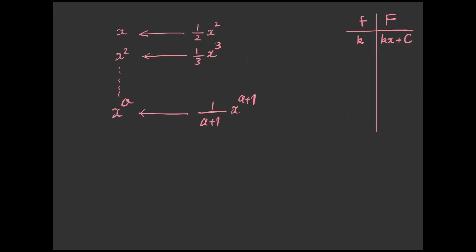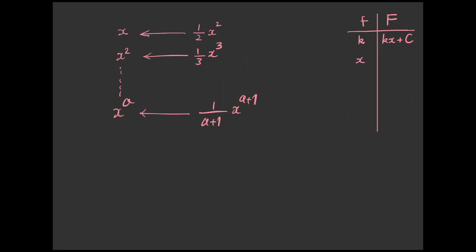Of course, be careful. I have sometimes seen that students confuse 2 tables. In the formula sheet, you have 2 separate tables: the primitive function table and the derivative table. They are very similar, but they are not identical. It becomes 1 over a plus 1, x to the power of a plus 1, and then, of course, you know that I have to add a constant. Are you happy?